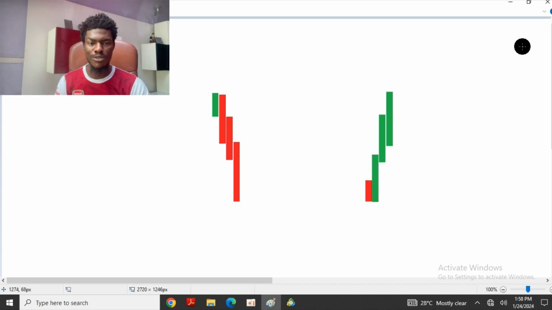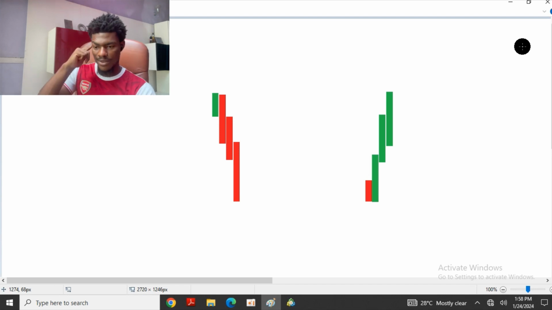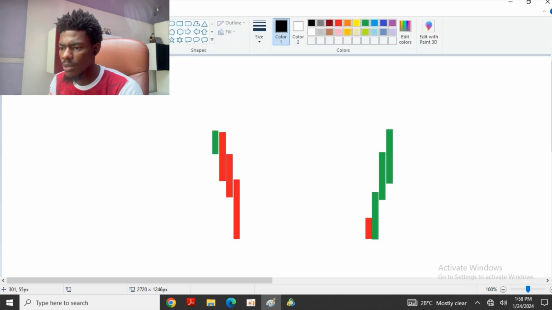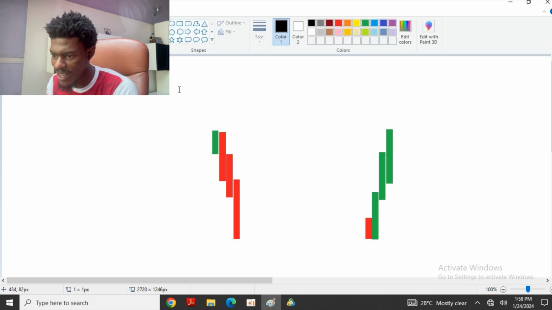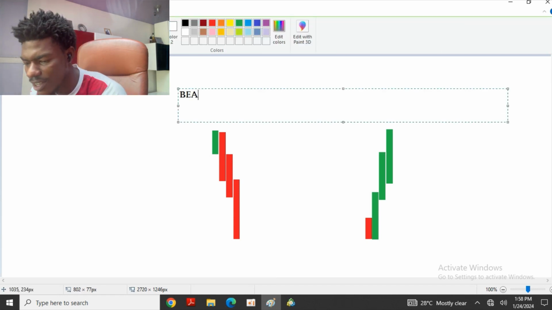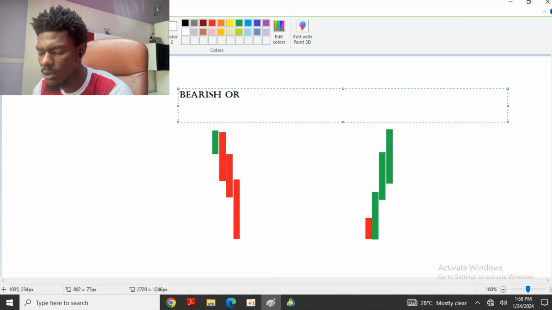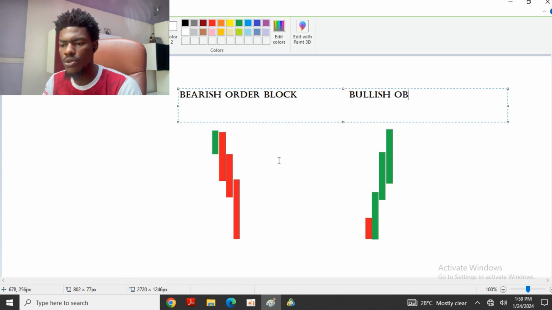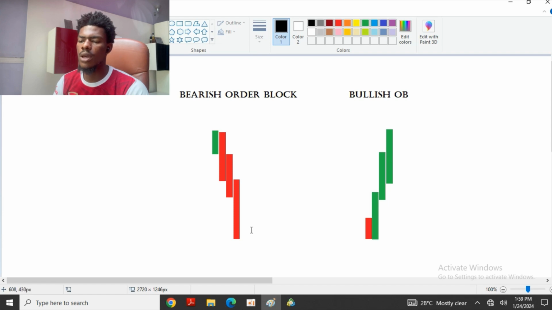So we have two types of order block. This one you have to jot yourself. You see the way my screen is playing, I didn't write anything because I want you to jot it yourself, unless you have a very smart memory. All right, so we have two types of order block. We have the bearish order block and the bullish order block. We call this OB also, just to shorten it. Right, this is a bearish order block and this is a bullish order block.